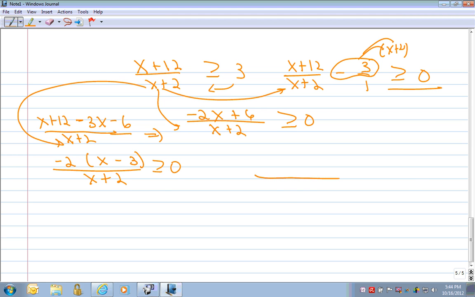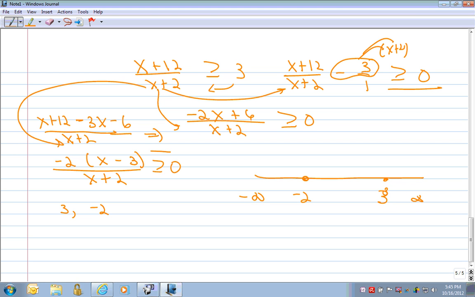So I'm going to go ahead and start our number line, and we need our critical values. Our critical value in the numerator would be at positive 3, and the critical value in the denominator would be at negative 2. So I'm going to put a point at negative 2 and a point at 3. And now we're going to use our test intervals: between negative infinity and negative 2, negative 2 to 3, and 3 to positive infinity. All right, let's see what happens here.